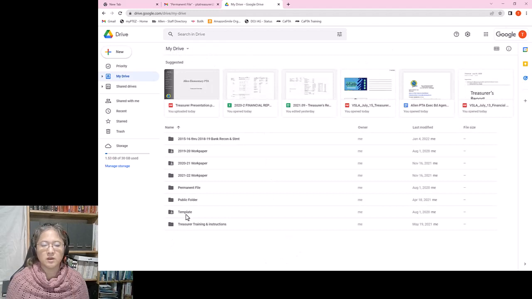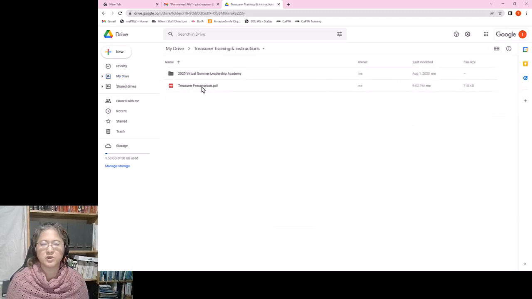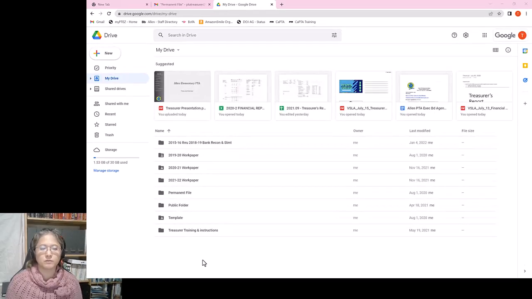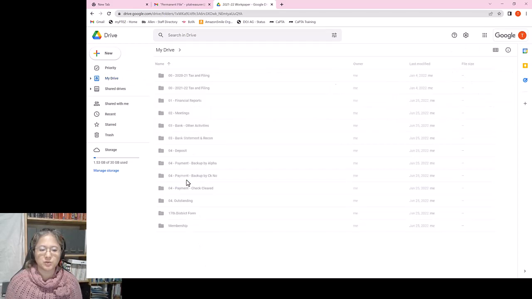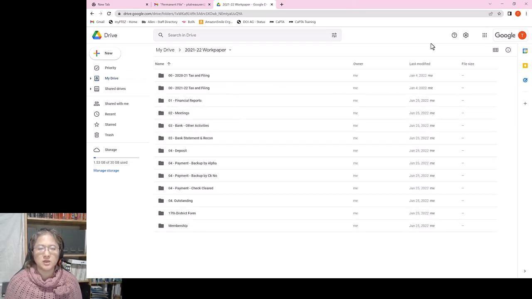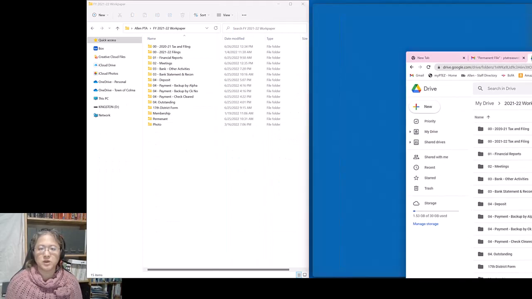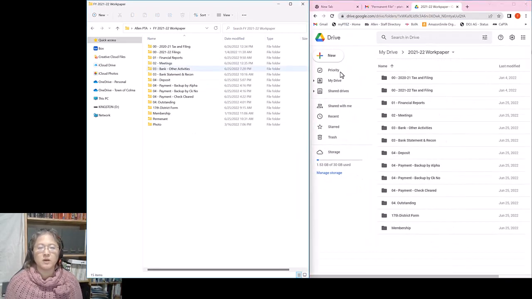Going back to the main, I have a folder for templates and then the treasurer's training instruction. This is also where you will see the presentation as well as the virtual leadership academy that I went to when I first became a treasurer. Within the work paper, let's start with the 21-22 work paper. What you see here is a duplicate of what I have saved and worked on directly from my desktop. Throughout the year, I save documents into my desktop and I move them as I complete them. And as you can see, everything that is here is all in here.